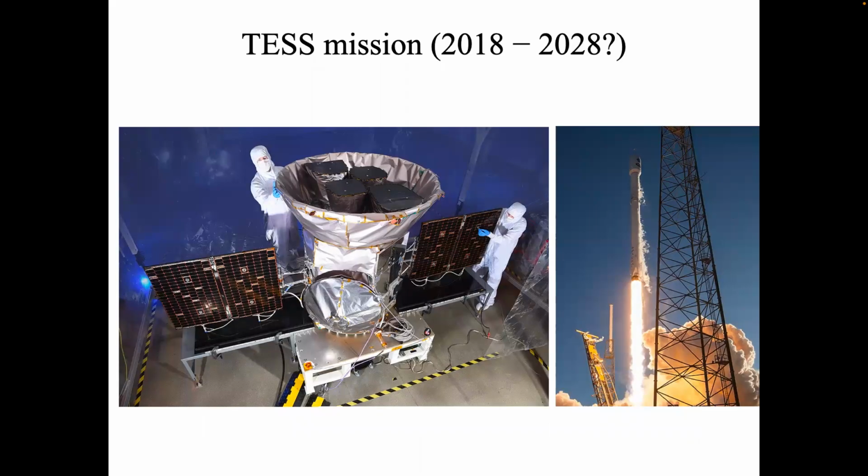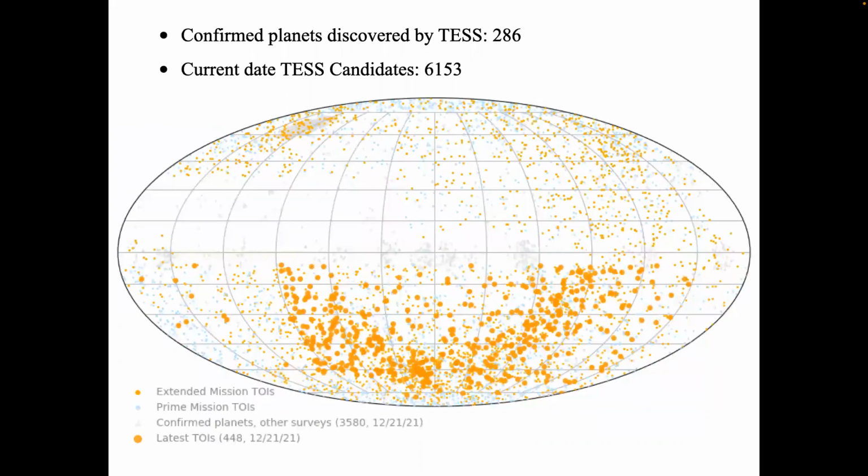And today we have the TESS mission, still ongoing, and these are all the candidates found by TESS. This was at the end of 2021. After the first extended mission, now we are in the second extended mission. There are more than 6,000 candidates. We confirmed just 200, roughly 300 planets. So there is a lot of work to do in order to confirm all the TESS candidates.